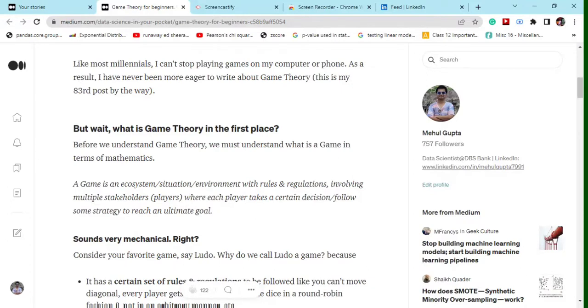So a game is an ecosystem or environment with some rules and regulations that involves multiple players, where each player has to take some decision to reach a final goal. In this definition, it sounds a bit mechanical, but there are four major points.